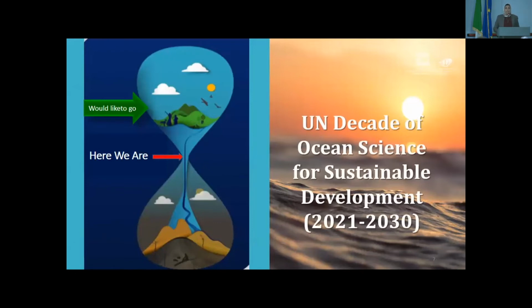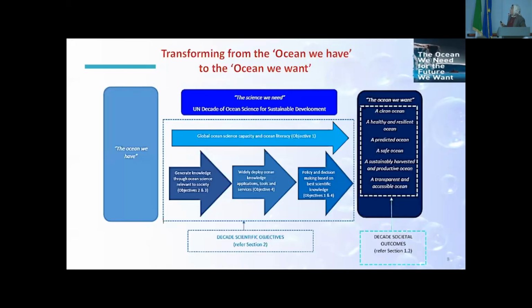The United Nations General Assembly called for ocean science to provide knowledge and to find a way out of this deterioration. It proclaimed the next 10 years the UN Decade of Ocean Science for Sustainable Development, to find knowledge, to close the gap, and to apply a transformational approach, not a normal one, to find solutions for this deterioration. I will now explain briefly what the UN Decade of Ocean Science is.